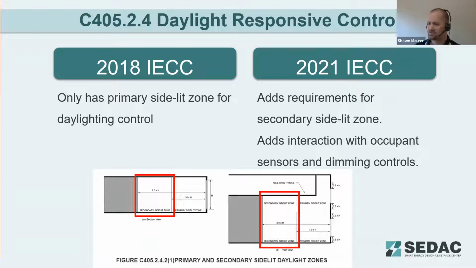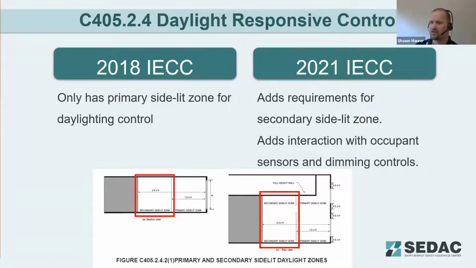Daylight responsive controls, bringing this more in line with ASHRAE 90.1. They've added the secondary sidelit zone requirement that is in the ASHRAE requirements. So it works similarly to the primary sidelit zone. If you've got adequate daylight, the lights in this secondary zone should be dimming as well. So just expanding the daylight zone requirements essentially.